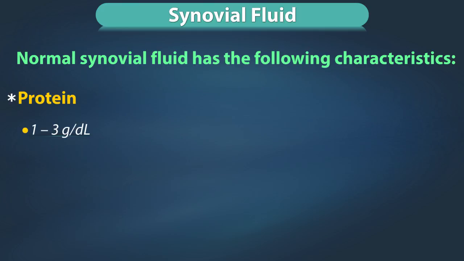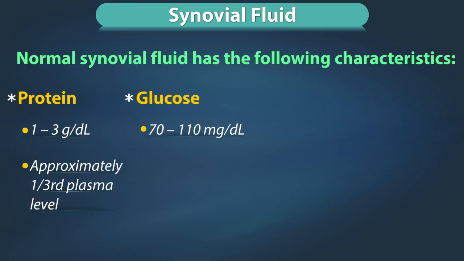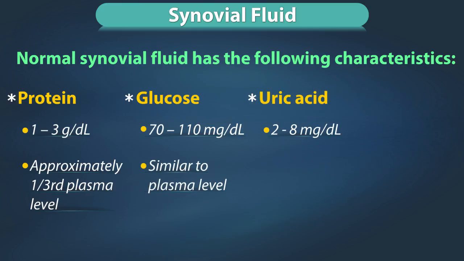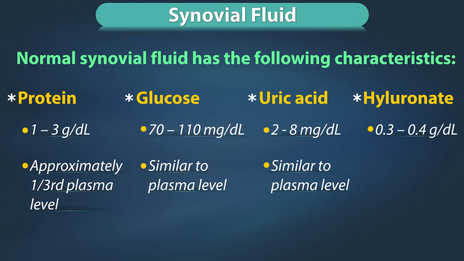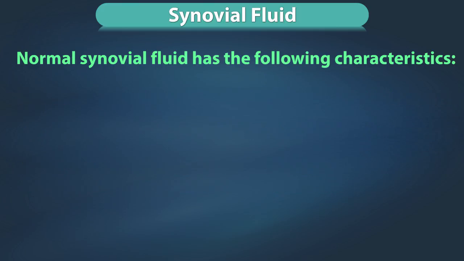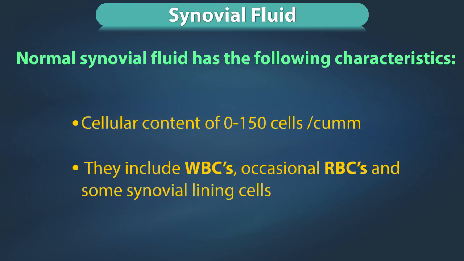Proteins are 1 to 3 gram per deciliter, which is approximately one-third the plasma level. Glucose is 70 to 110 milligram per deciliter, similar to plasma levels. Uric acid is 2 to 8 milligram per deciliter, again similar to plasma level. Hyaluronate is 0.3 to 0.4 grams per deciliter. Cellular content is 0 to 150 cells per cubic millimeter. They include white blood cells, occasionally red blood cells, and some synovial lining cells.